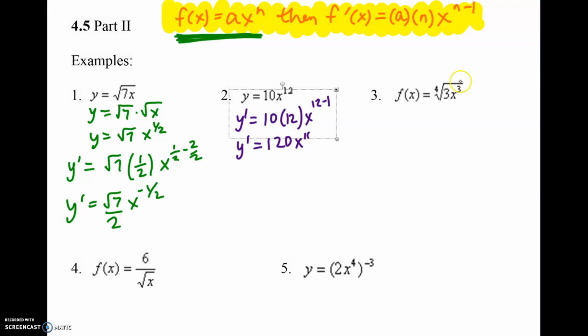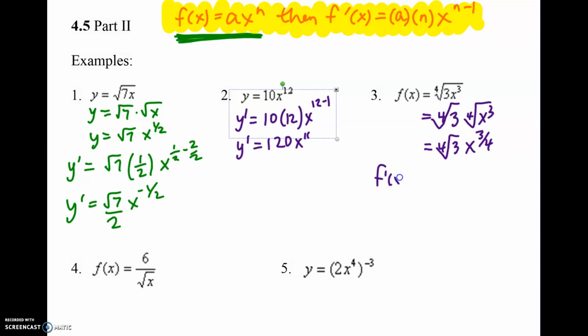Number 3, again, this is not written quite the way we want it. So let's do a little work here. We've got the 4th root of 3 being multiplied by the 4th root of x cubed. The 4th root of 3 is our coefficient, and then we have x to the power of 3/4. So there's our f of x, and now we can differentiate that.